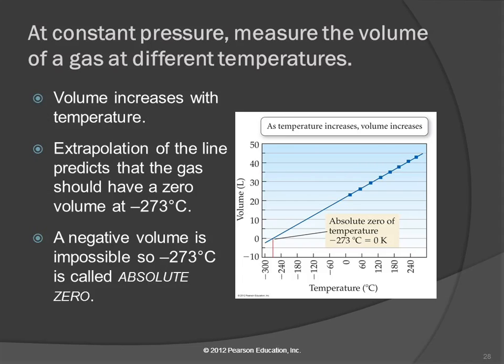So would it be possible to have a negative volume? Does that seem like it would be possible? No. The smallest volume you could get would be nothing, right? And even that would be probably pretty hard to achieve. So the volume of the gas increases as the temperature goes up, and it decreases as the temperature goes down. And so if we extrapolate this line, we would predict that if you get to minus 273 degrees Celsius, which is really, really cold, that you would end up with a gas that has a volume of zero.